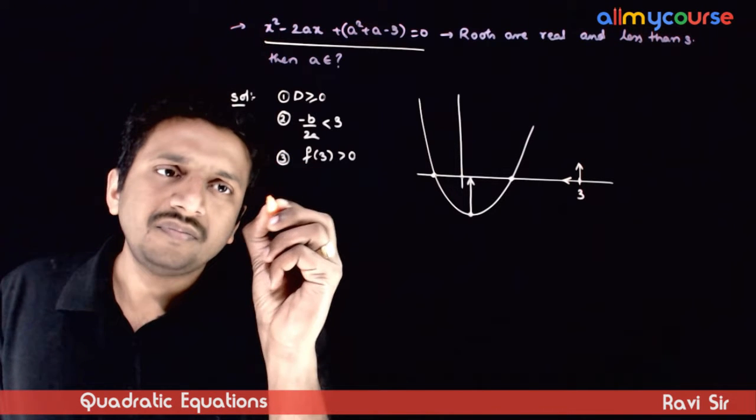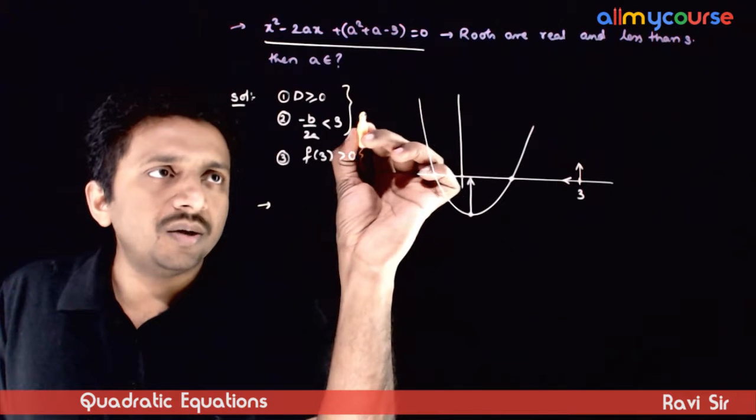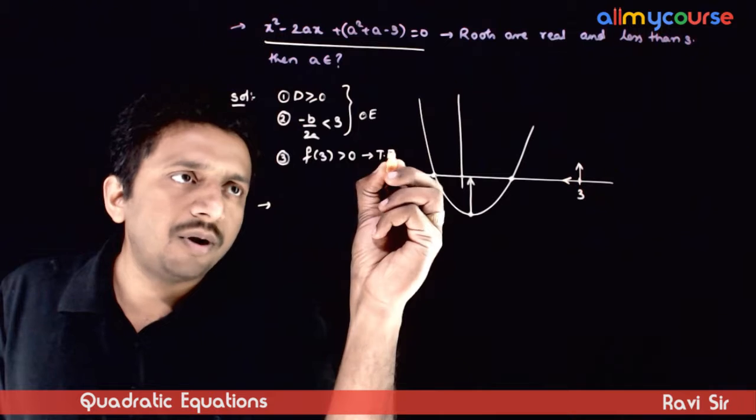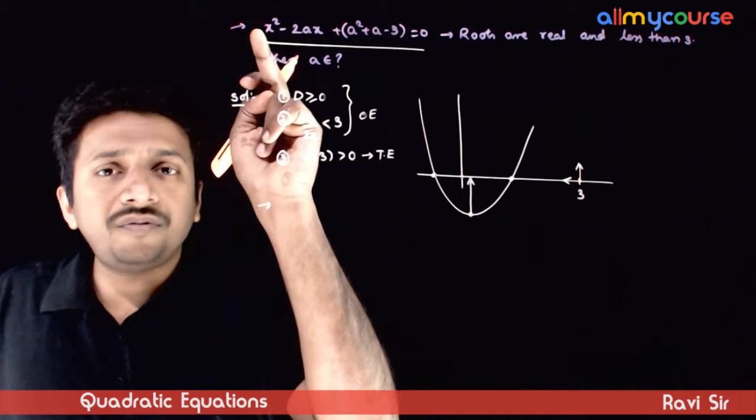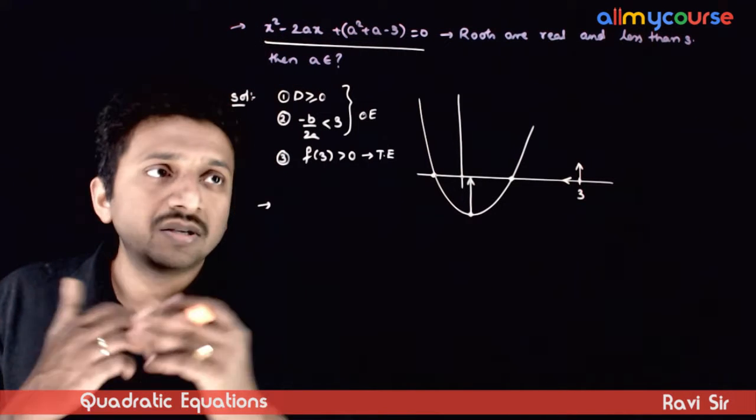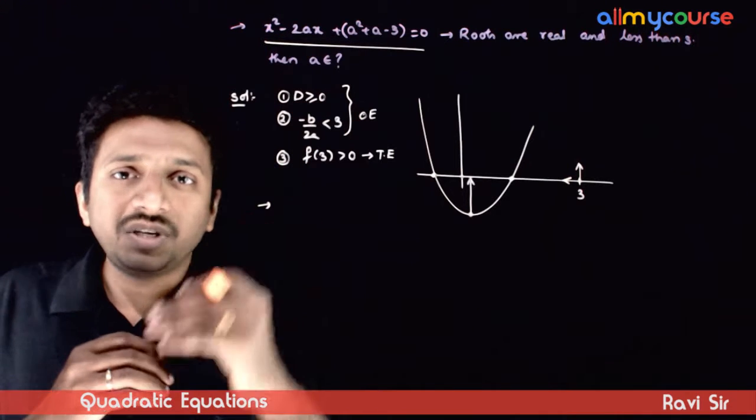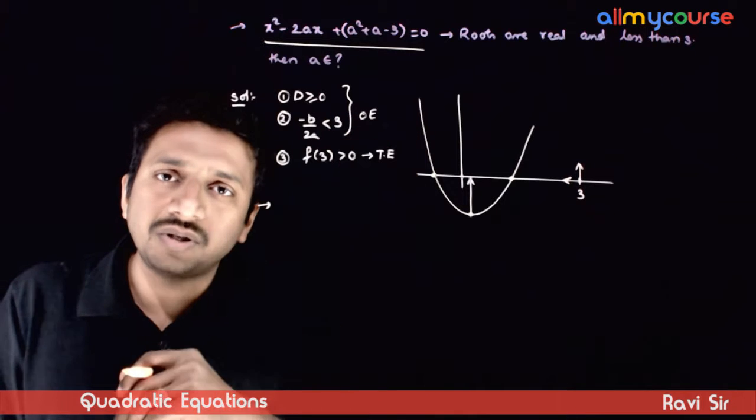So if these three conditions are valid, then the graph will look something like this, right? Now, these two conditions can be applied in the original equation. This condition has to be applied in the transformed equation. But as you can very clearly see, the leading coefficient of x square is already positive. So the equation need not be changed, and you can apply all of this in the original equation.